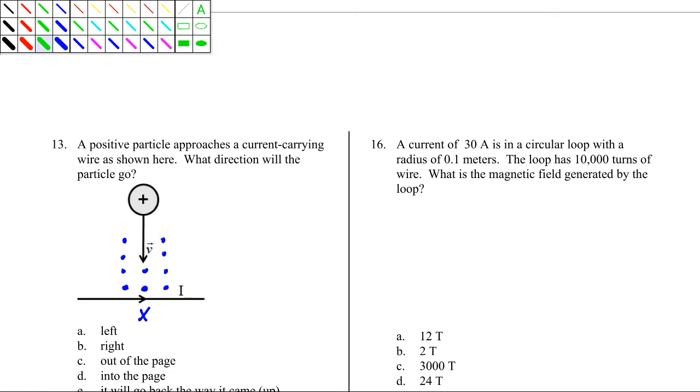Now, I want to know what is the direction of the force on this particle. Well, velocity is down. The magnetic field is out of the page. So that means that the force acting on this is in this direction. So it's going to cause this particle to follow a circular path in that direction. So what's that? That's to the left.